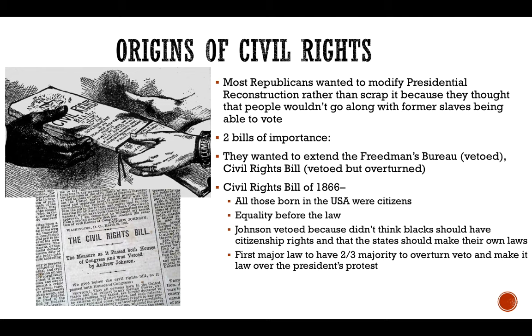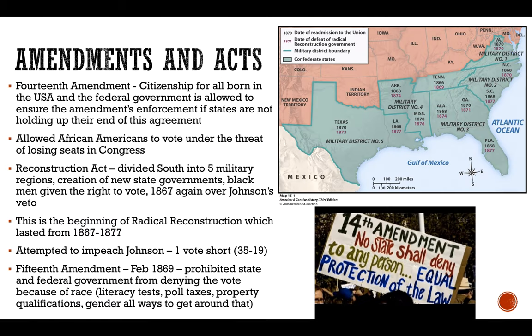This was the first major law to have a 2/3 majority in order to overturn the veto and make it law over the president's protest. So, important for several reasons. By saying that those born in the United States were citizens, that was a huge step. That would mean that they would have the right to vote. It would mean that they would have the right to participate as full citizens.